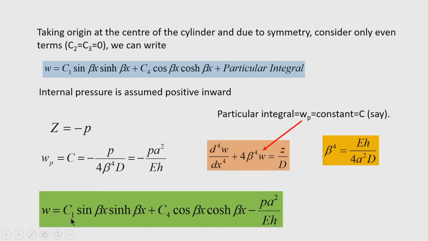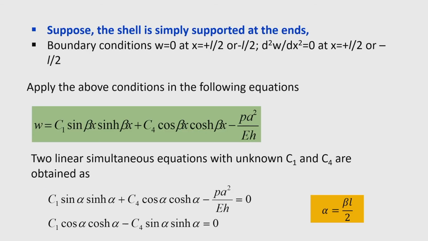Now, here you are seeing that two constants of integration are appearing in the solution. So, they have to be found out considering the conditions at the ends. Since the shell is of finite length and the boundaries are defined in the problem, we can now apply the boundary conditions. In this problem, we assume that the shell is simply supported at the ends. So, the boundary conditions now become at x is equal to plus L by 2 or minus L by 2.